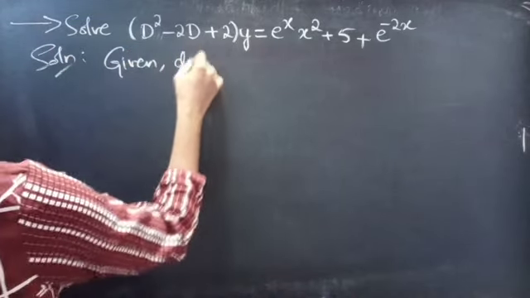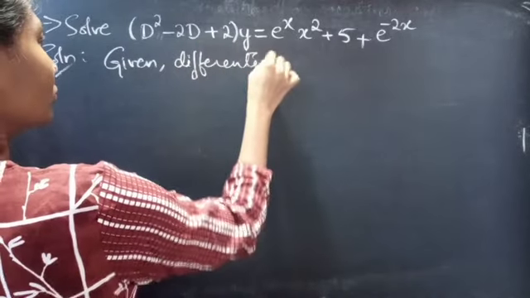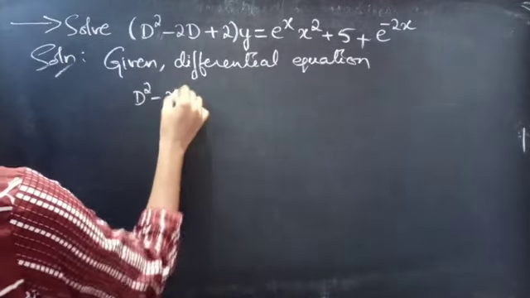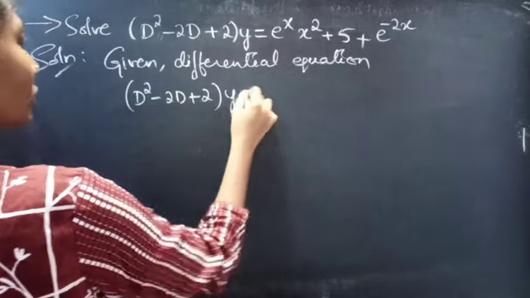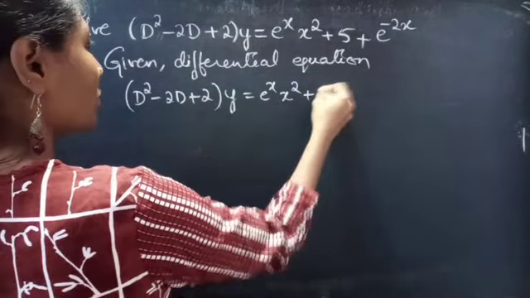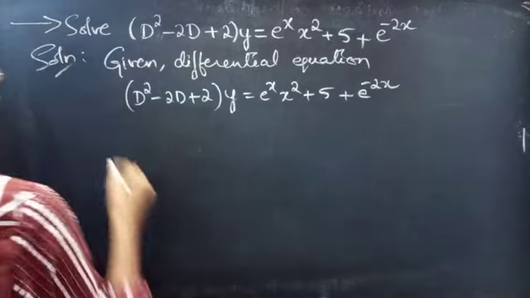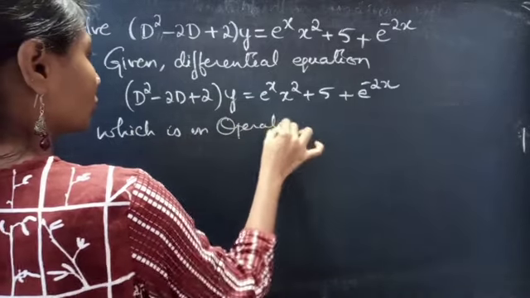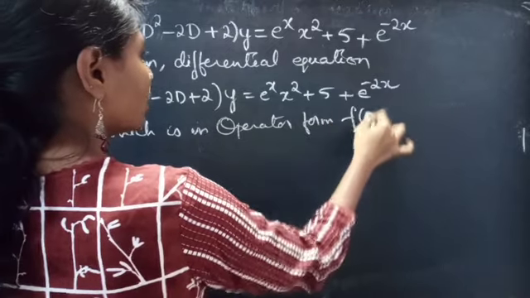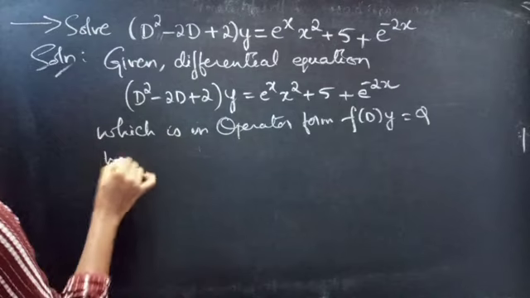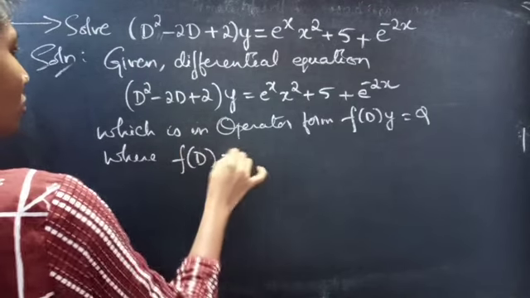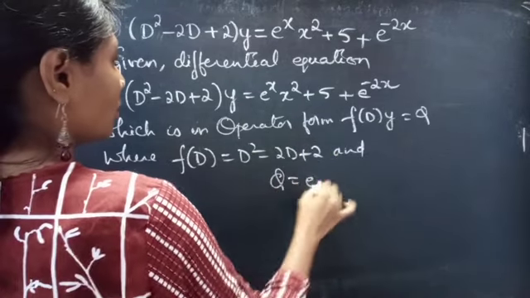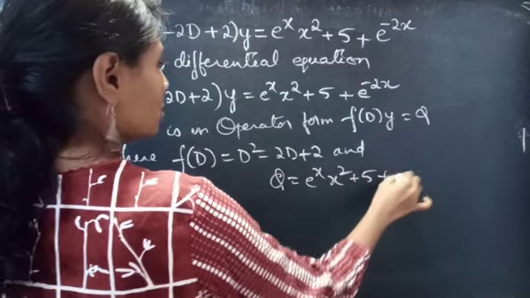Given differential equation, (D² − 2D + 2) y = e^x (x² + 5) + e^(−2x), which is in operator form f(D) y = Q, where f(D) = D² − 2D + 2 and Q = e^x (x² + 5) + e^(−2x).